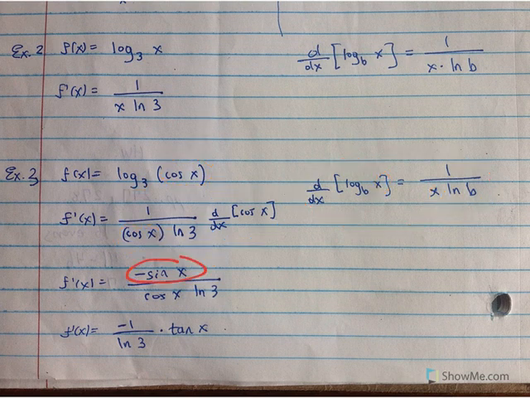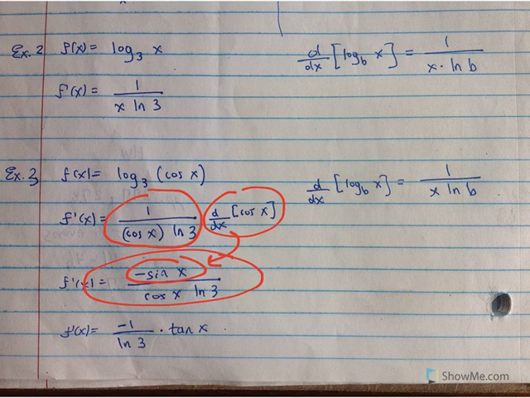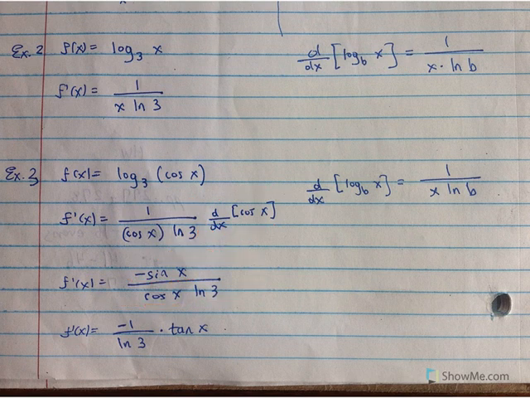And that's what we have here. So this is negative sine of x. And when you multiply negative sine of x to the fraction 1 over cosine x times natural log of 3, you get negative sine of x over cosine of x times natural log of 3. If you wish to further simplify, you can, and that's what I've done here. And what you can see is this. Sine x over cosine x is tangent x, and you have negative 1 over natural log of 3, and you have that as your final answer.